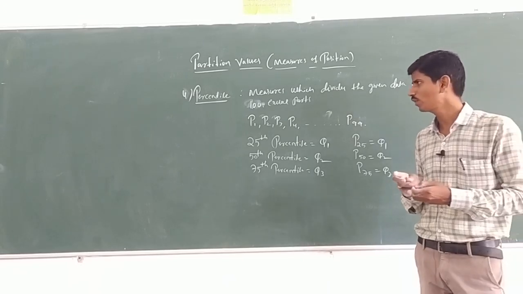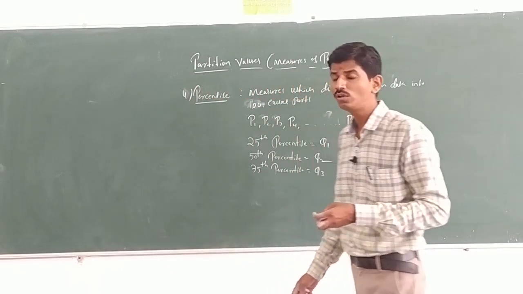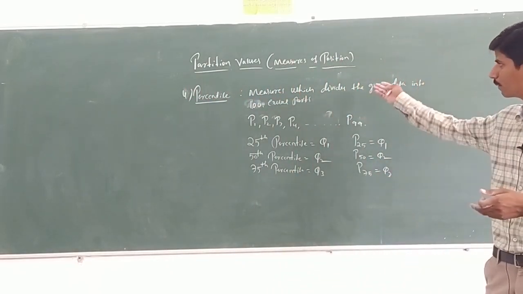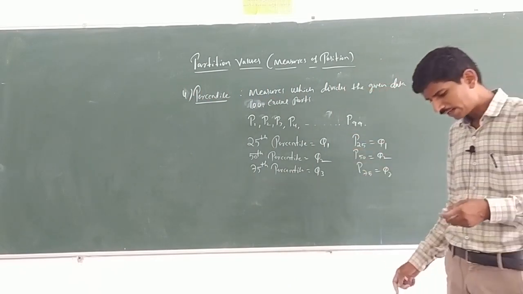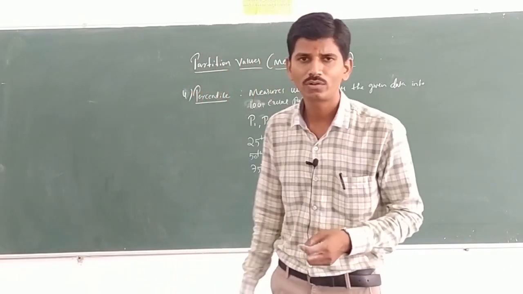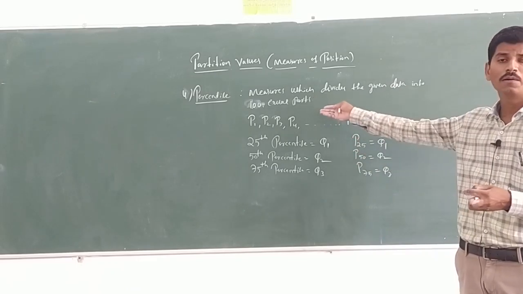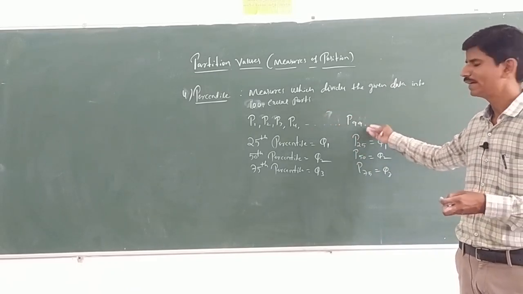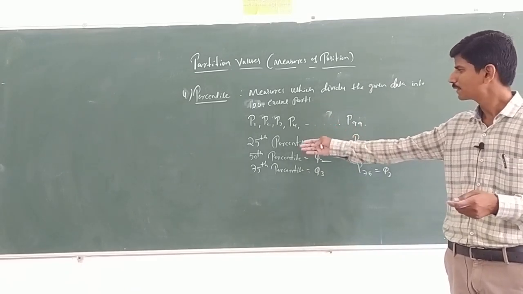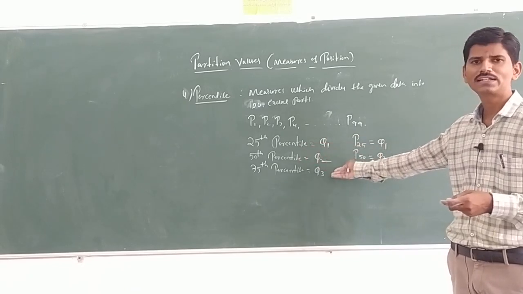The next and last one is percentile. What is a percentile? Measures which divide the given data into 100 equal parts are said to be percentiles. There are totally 99 percentiles, P1, P2, P3 and so on up to P99. The 25th percentile is the same as the first quartile, the 50th percentile is the same as Q2, the second quartile, and the 75th percentile is the same as Q3, the third quartile.